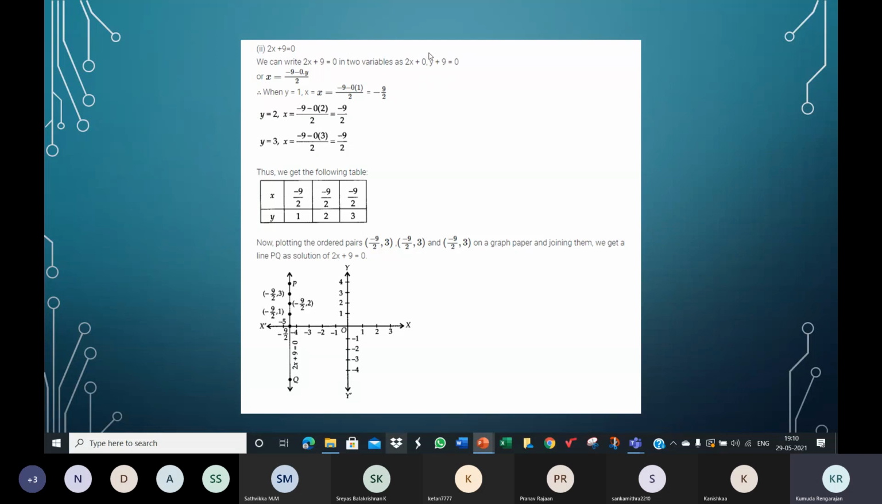So plus 0y. It's not a point, it's actually a dot, 0 dot y, which represents 0 into y. Okay, so children, you don't have to show all this working. Don't show this working. You can directly make this table.